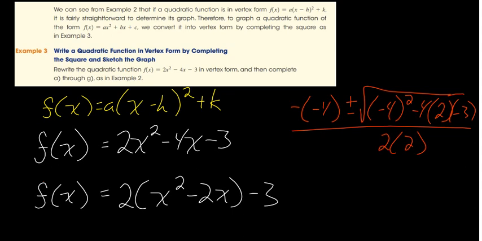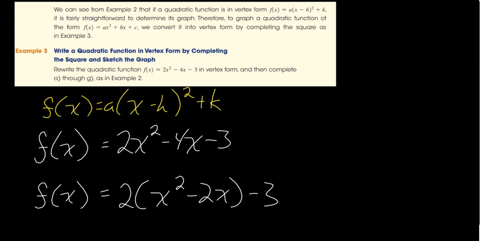Now I do this arithmetic. Negative 4 is a positive 4, plus or minus, we'll do the entire square root here. So negative 4 squared is 16. And then a negative 4 times a positive 2 is a negative 8. Negative 8 times a negative 3 is a positive 24. Okay, so that's going to be... that's fun. And then all over 4. So that's going to be 4 plus or minus the square root of 40. So keep that in mind. 4 plus or minus the square root of 40, all over 4.